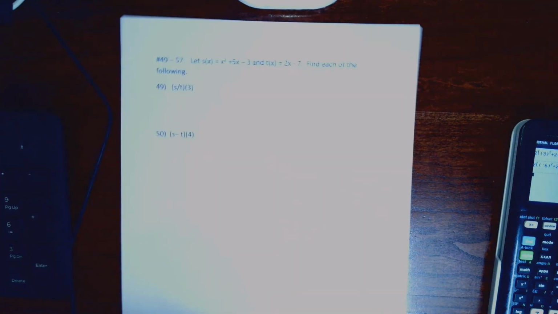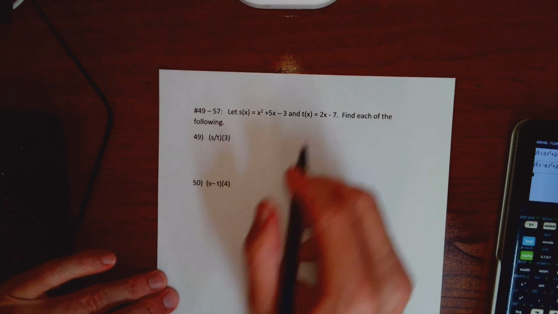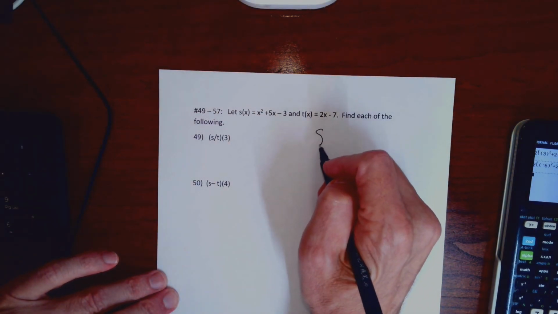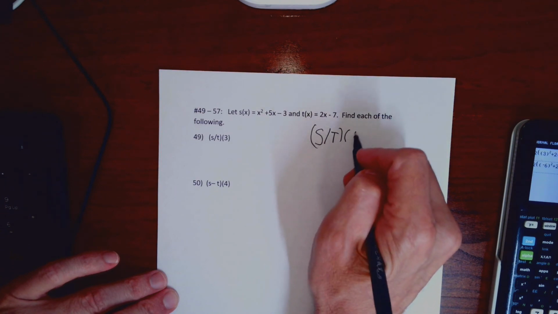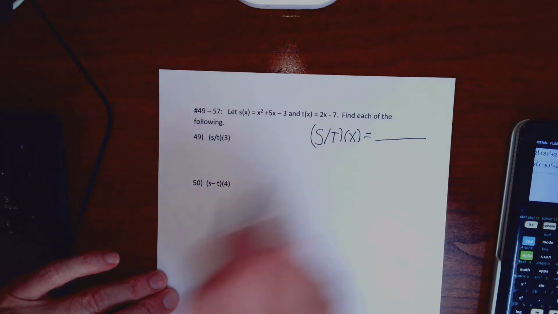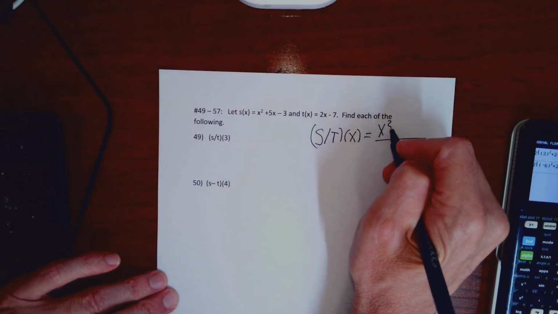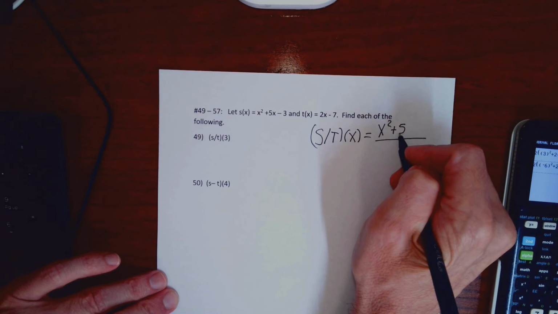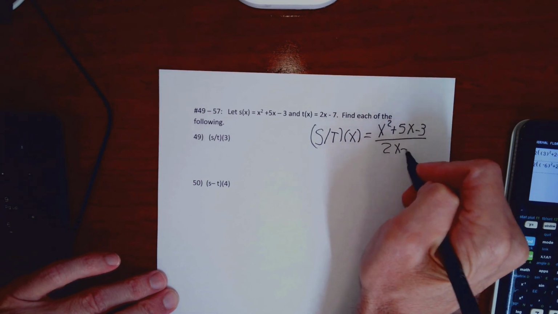49 through 57, more of the same, just new functions. Let's do 49 because it's a division. For 49, it wants me to find s divided by t of 3. I need to know what x's to plug 3 in for, so I'll find s divided by t of x by forming a fraction that has the s in the numerator and the t in the denominator.